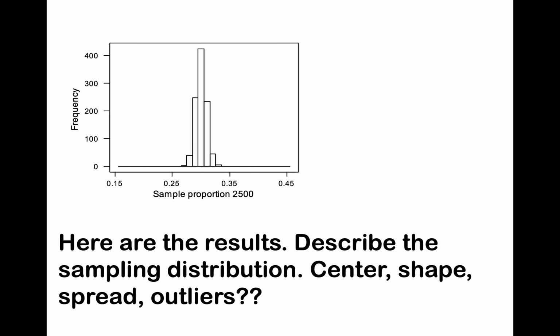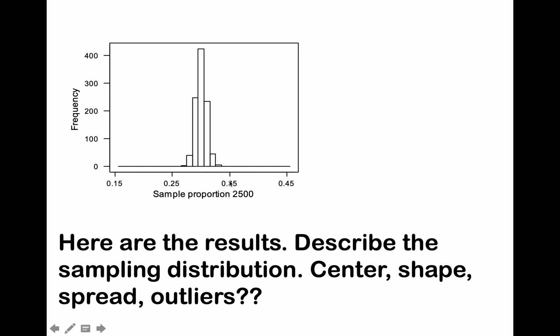So here are the results. And I did it on the same scale. Notice that the scale is the same. If we describe the sampling distribution, the center appears to be about 0.3. The shape appears approximately normal. And the spread, notice, is much, much smaller.